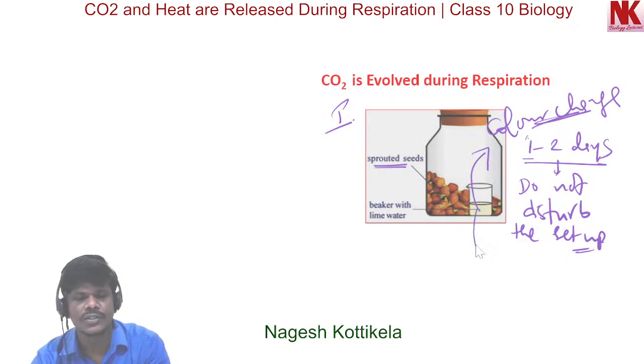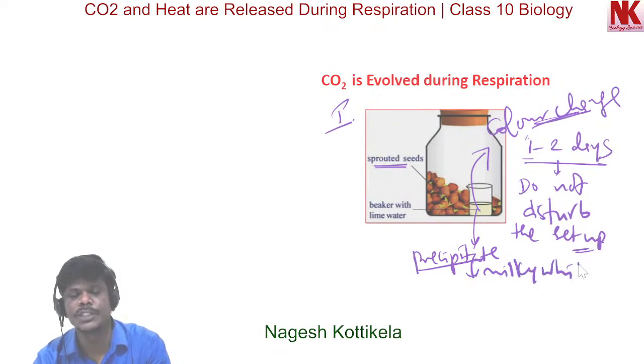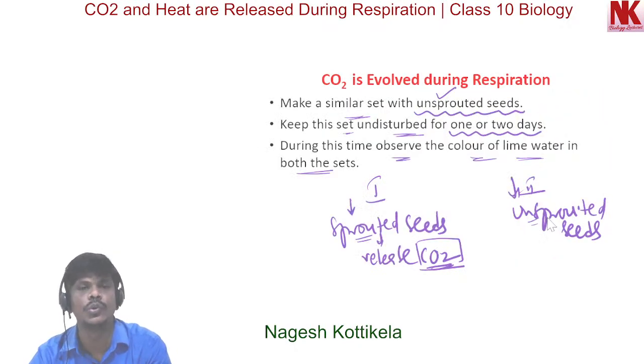Okay, so the color changes, it changes to precipitate. Calcium carbonate precipitate is formed, and because of the formation of that precipitate, the milky white precipitate is seen in setup number 1, where the sprouted seeds are used. But in another set, where unsprouted seeds are used, carbon dioxide is not released, and as a result, no color change is observed here.